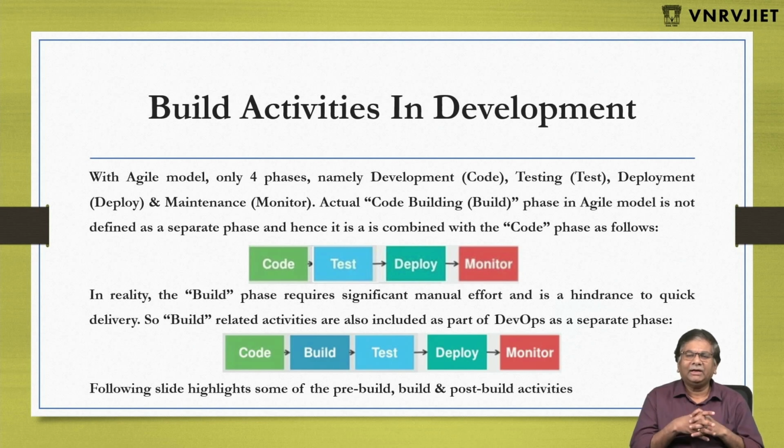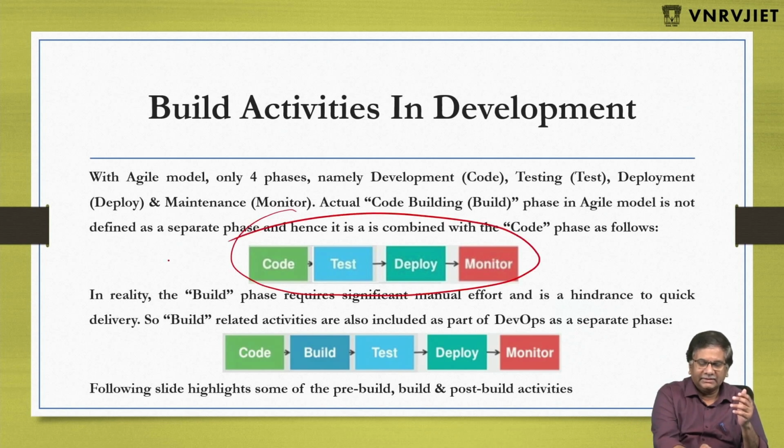Now, with the Agile model, development, testing, deployment, and maintenance are there. The code building process in the Agile model is not defined as a separate process. It's part of the code development, like I have shown in this. So four steps, or four phases, are there.